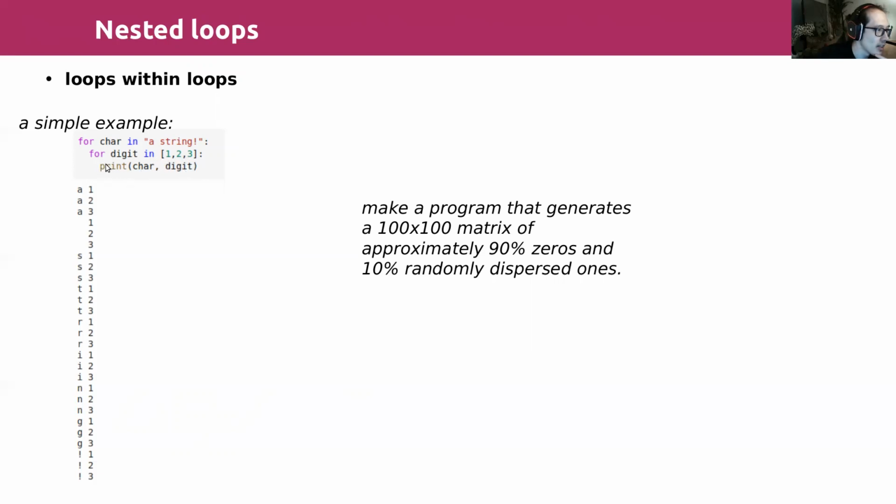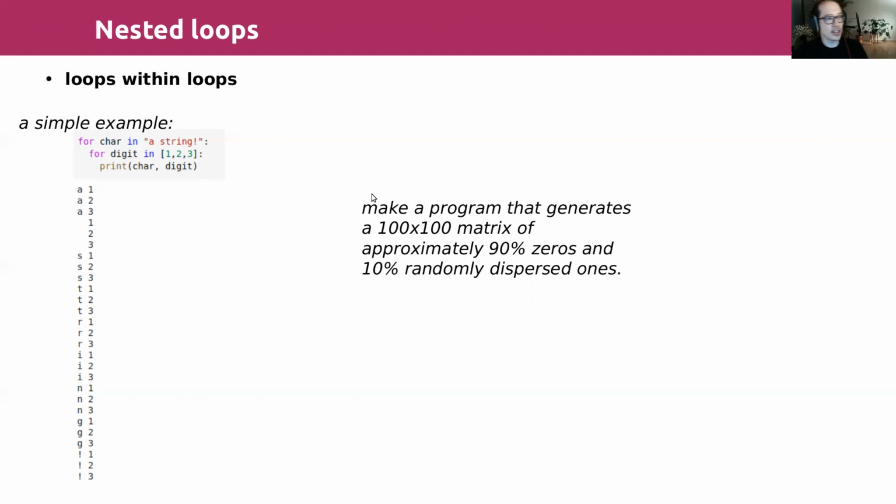If we print those out at the innermost point of this loop, we see that we're on A, print out 1, on A, print out 2, on A, print out 3. Then only when we finish executing this inner for loop do we go back to the top of the original for loop and move on to the next item in the sequence. In that case, it's a space. So then we get space 1, space 2, space 3. We move on again back to the top, now onto the S, S1, S2, S3, and so on. That's a nested for loop.